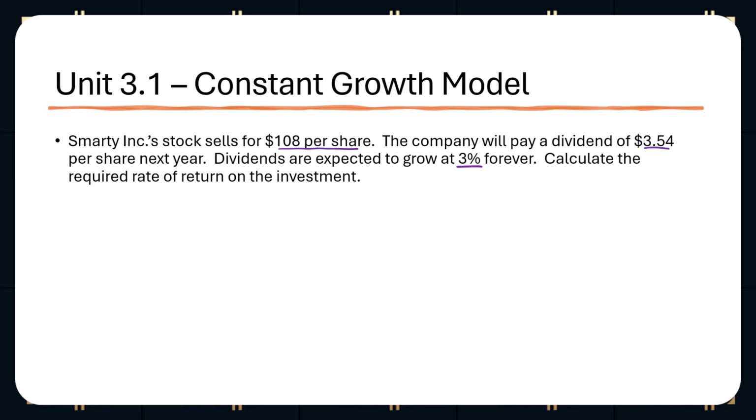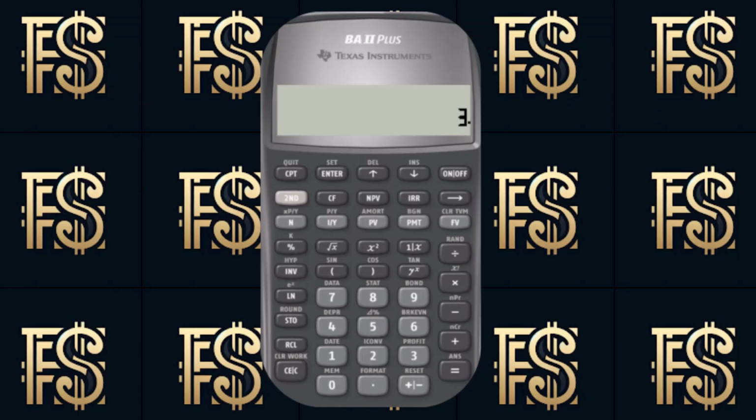Once again, we'll rearrange the formula. We can actually rearrange the formula from the prior example and see that the required rate of return is equal to the dividend at 1 divided by the price plus G. So in this case, we take the $3.54 dividend, we divide it by the $108 price, we add the dividend growth rate of 3%, and what we will find is the required rate of return on this investment. So we'll take the 3.54 divided by $108. We'll go ahead and add the 3%, and we find that the required rate of return on this investment is 6.278%.